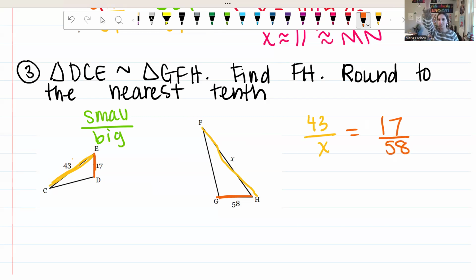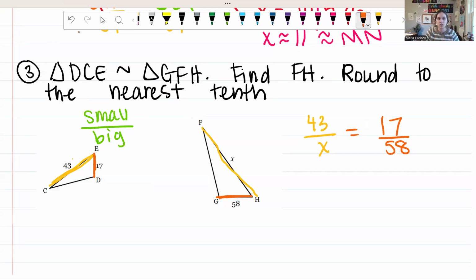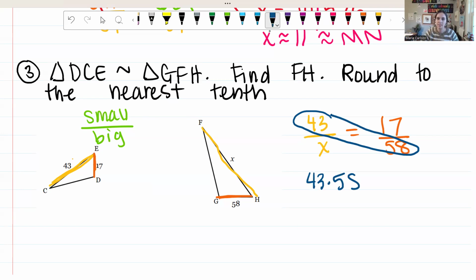So small sides over big sides, we don't know what this FH is, but it looks a lot larger than whatever this 43 is. So now I can solve for X, and just like we did in the last problem, I am going to cross multiply. So I'm going to multiply 43 times 58, and then I'm also going to multiply X times 17.